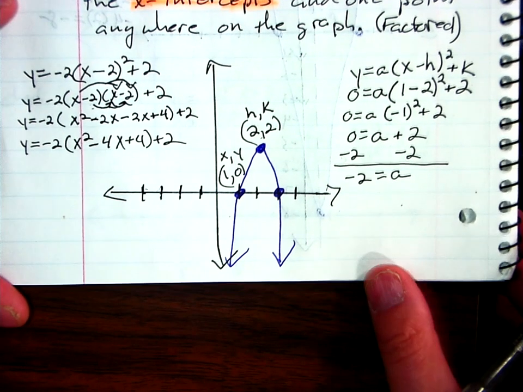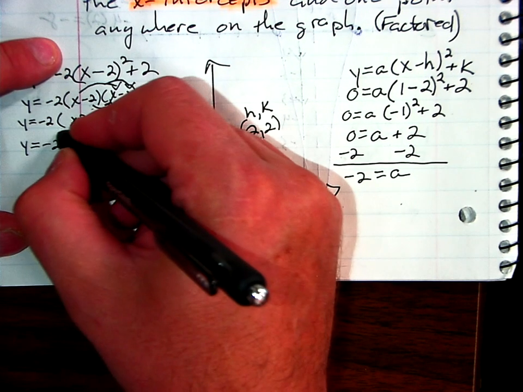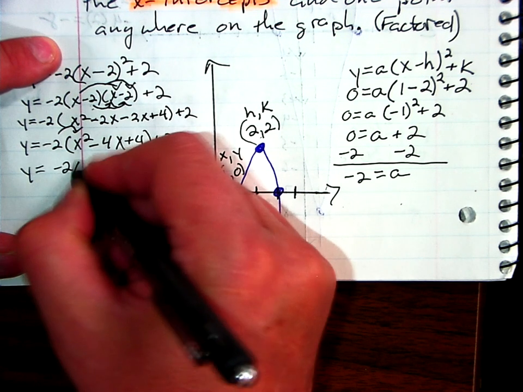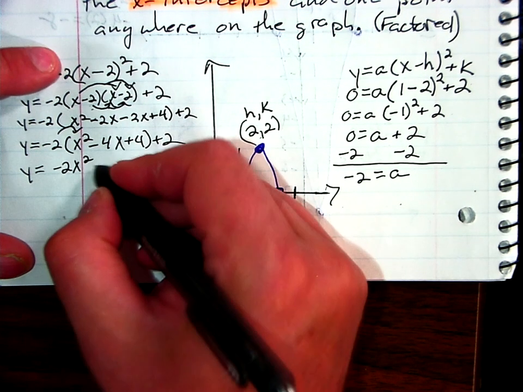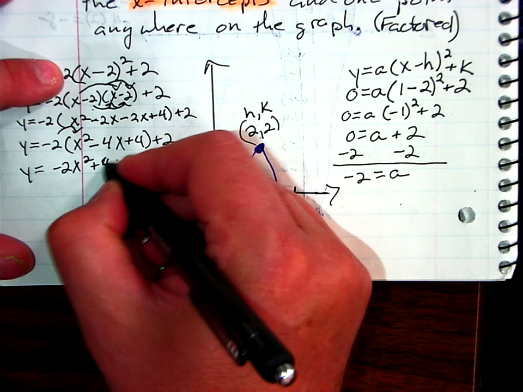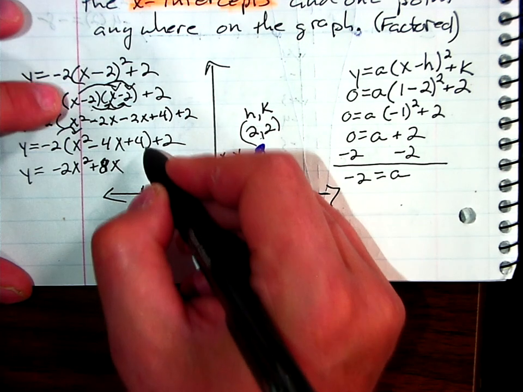It's fine. All right, so now I'm going to distribute the 2. Let's do some advanced math. Negative 2 times x squared. Negative 2 times negative 4x. Uh-oh. Yep, I fixed it before I did that. Negative 2 times 4.